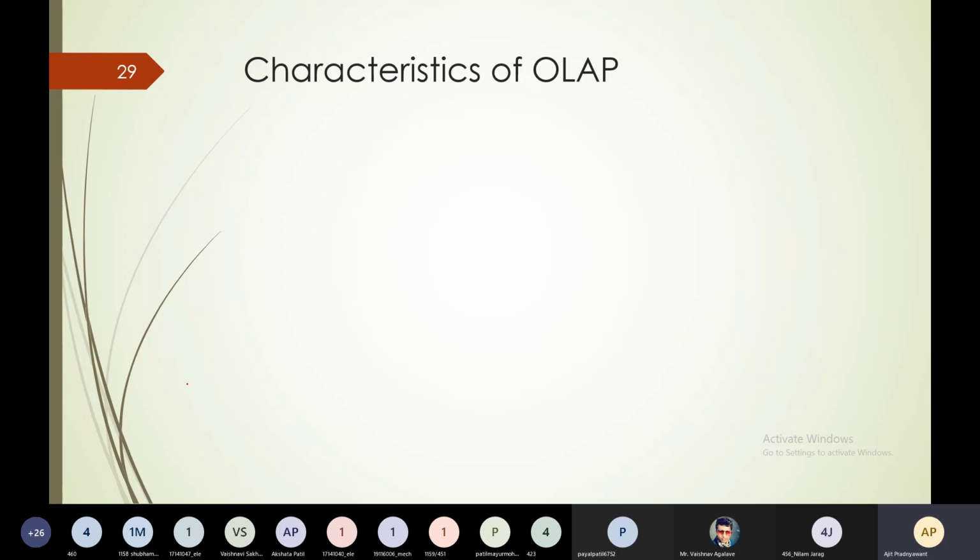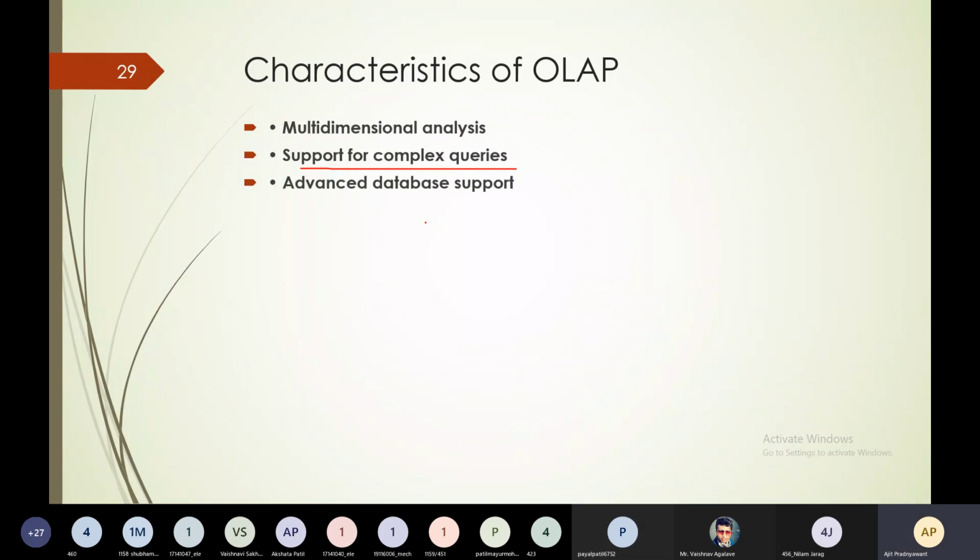Before that, we are going to learn about the characteristics of an OLAP. So it is a multidimensional analysis. The previous example shows how you can analyze the data with the help of multidimensional. It supports complex queries.